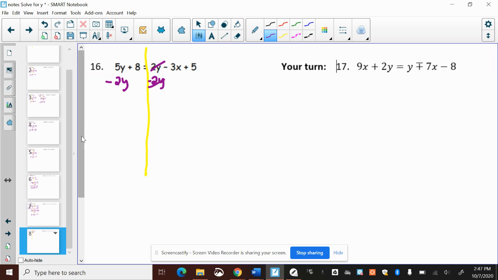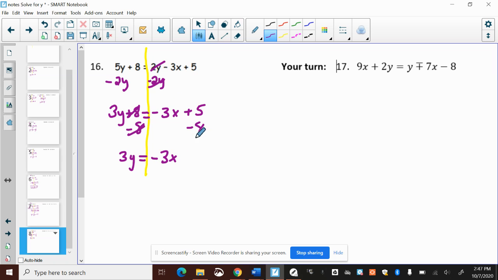These guys cancel. Positive 5, negative 2 leaves us with positive 3y plus 8. We didn't do anything with that 8 yet. Minus 3x plus 5. Now we've got to get this 8 over to the other side. So I'm looking to isolate the y term. We look in front, there's a plus. The opposite of plussing is to minus. All right, so we're left with 3y on the left, getting closer.